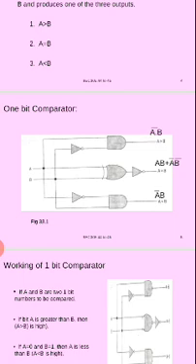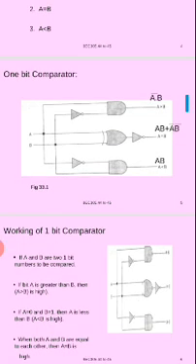The first output is A greater than B, the second is A equal to B, the third is A less than B.